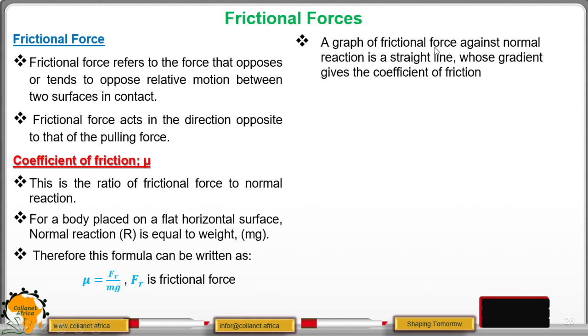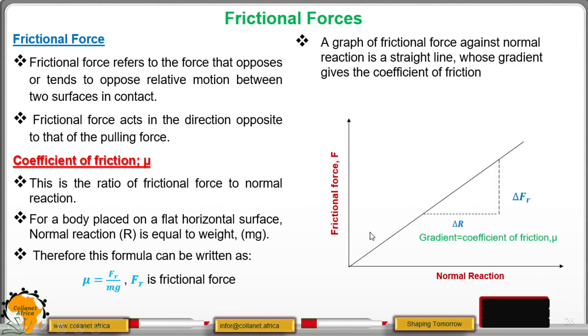When we plot a graph of frictional force against the normal reaction, the graph is a straight line through the origin. If you get the gradient, where we know that the gradient is change in y over change in x, in our y-axis we have the frictional force, and in our x-axis we have the normal reaction. So we are taking the change in frictional force divided by the change in normal reaction, and that will give us the coefficient of friction mu. Therefore, the gradient is equal to the coefficient of friction mu.